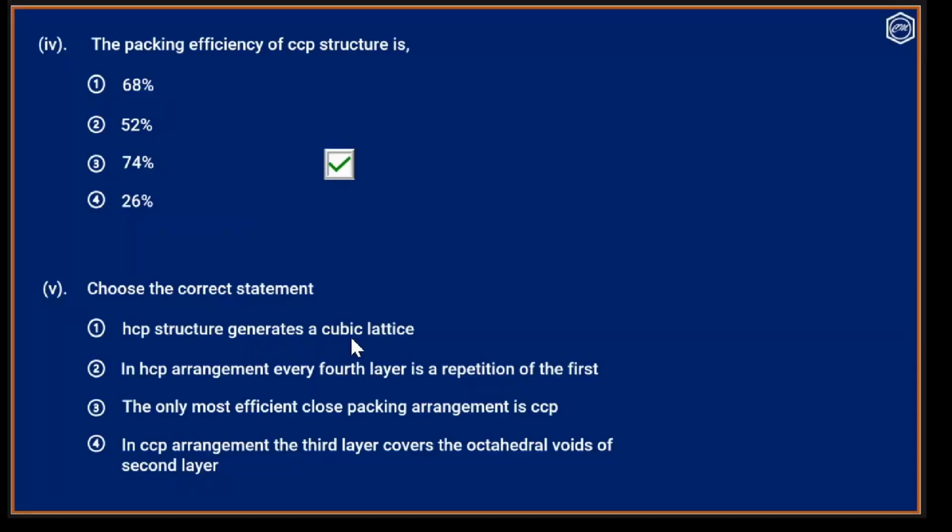HCP structure generates cubic lattice. That is wrong. HCP is not cubic. In HCP arrangement, every fourth layer is a repetition of the first. That also is not correct. In HCP, every third layer is a repetition of the first. The only most efficient close packing arrangement is CCP. That is wrong. Both HCP and CCP are equally efficient. In CCP arrangement, the third layer covers the octahedral voids of the second layer. That is correct.